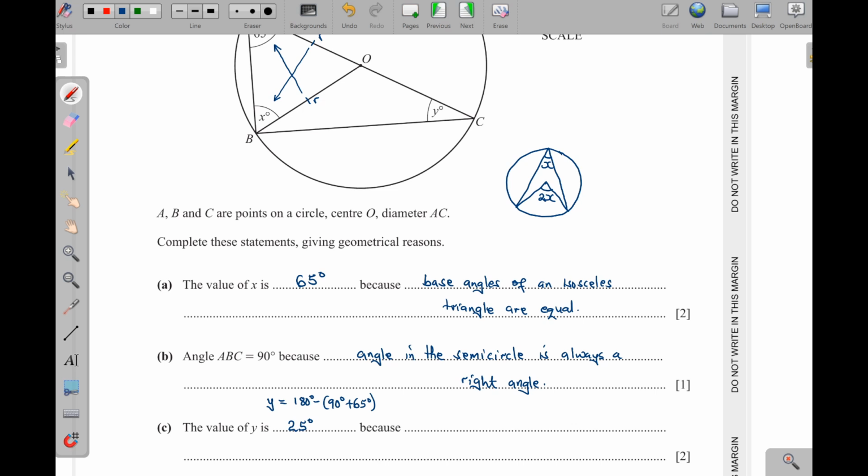So we shall say that angle sum of a triangle, or we can say angles in a triangle, add up to 180 degrees. As simple as that.